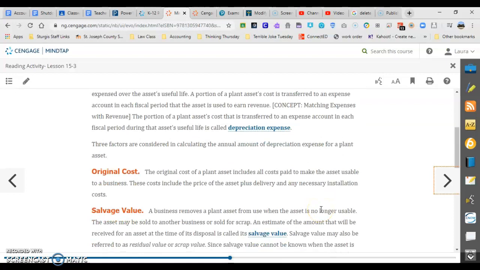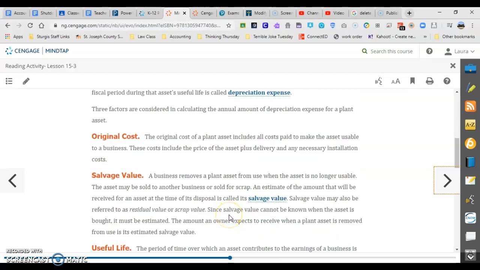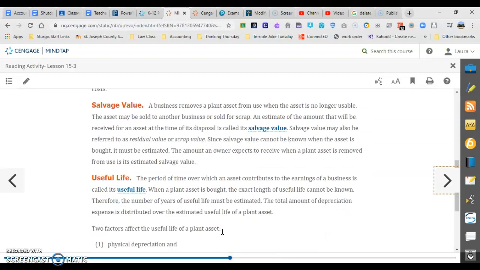The original cost of a plant asset is all the costs that you pay to make that asset usable. It might include delivery and installation. Salvage value is how much you estimate the asset will be worth at the end of the time that you think you're going to use it. It might also be called residual value or scrap value. So you think, okay, I'm going to use this computer for 5 years and I might be able to get $50 out of it, so the rest is the amount that you're going to have to depreciate.